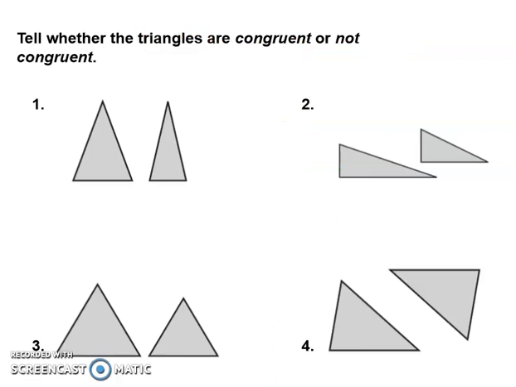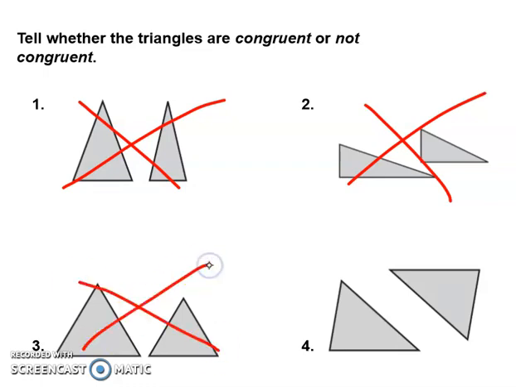So, first 4 questions. Tell whether these triangles are congruent or not congruent. Okay, so just visually look through. Do you think that number 1, those 2 triangles are congruent? No way, Jose. They're not the same size. What about number 2? Are those 2 triangles congruent? Nope, not really. What about in number 3? Are those 2 triangles congruent? Remember, are they the same? No way.